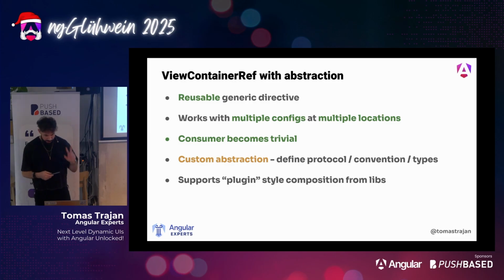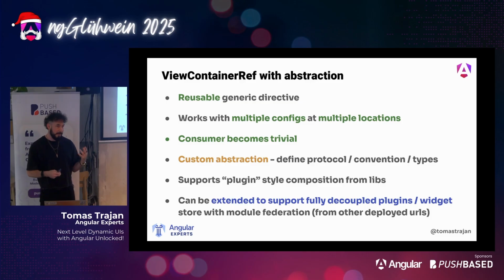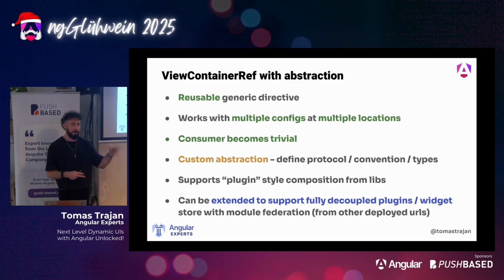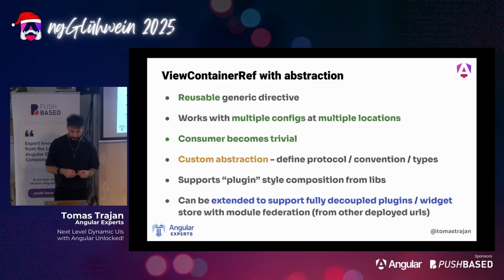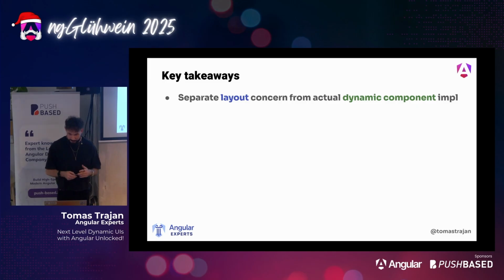It also supports plugin-style composition when you extract all of this into libraries, and it could be extended even more to support some kind of decoupled plugin widgets. But the thing is, in Angular, if you don't use module federation, you need to know about all those components, even though they are imported asynchronously at the build time of the application, right? You cannot just point to an HTTP address like my.org/button. That only works with federation. But if you want, you can extend it with federation, and then you can really load anything from anywhere, build an app store, a widget store. It is possible.